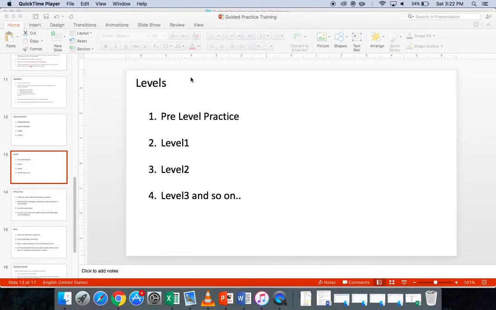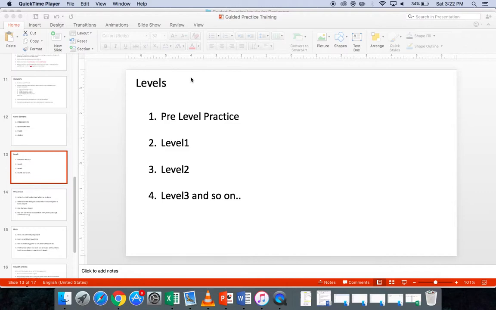Okay, so this is another small lesson which is on levels. I think you already know what levels are, but I will still repeat it because it is important for you to understand the power of levels and how to use it. So there are two important things here.